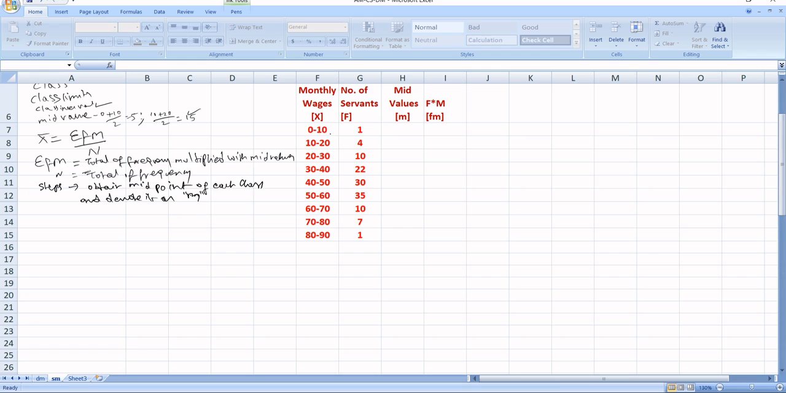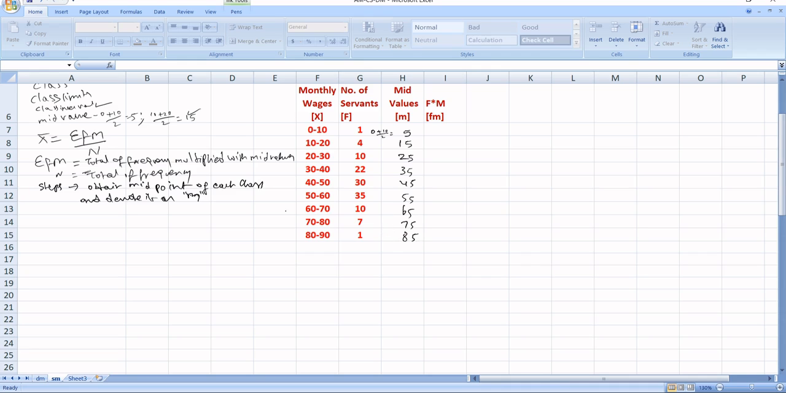So in this example I already told you how to find out mid value. So 0 to 10. Okay, 0 plus 10 by 2 is equal to 10 by 2 is equal to 5. 5 is the mid value. In the same way 10 plus 20 by 2, 30 by 2 is equal to 15. So in the same way we just go on adding and dividing. That is, here it comes to 25, here 35, 45, 55, 65, 75, 85. These are the mid values. That is the first step.